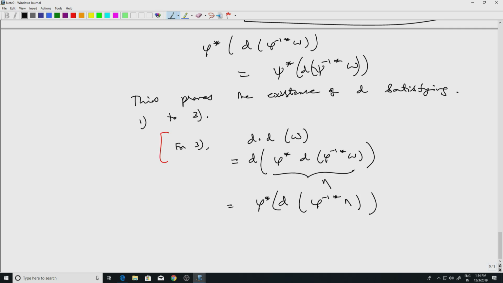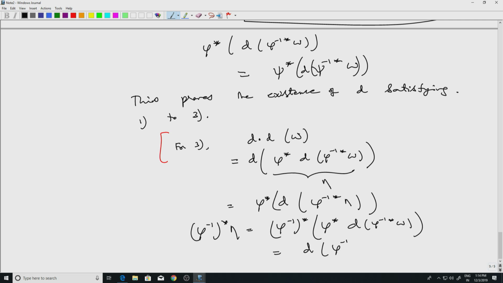Now phi inverse star eta, eta is phi inverse star phi upper star d of phi inverse star omega. Right. So what this phi inverse star and phi star cancel out, and I am left with d of phi inverse upper star of omega. And then I am taking d of that.